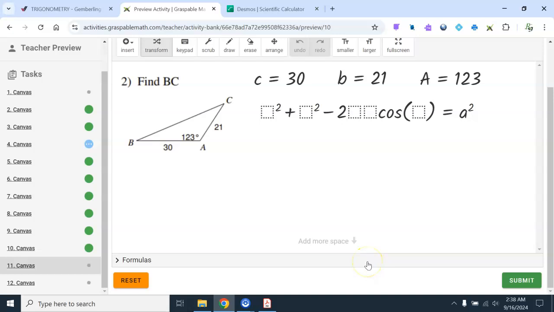Alright, problem number 2, same thing. If you have not completed it, go ahead and set the problem up, and then turn the video back on when you are ready to continue.